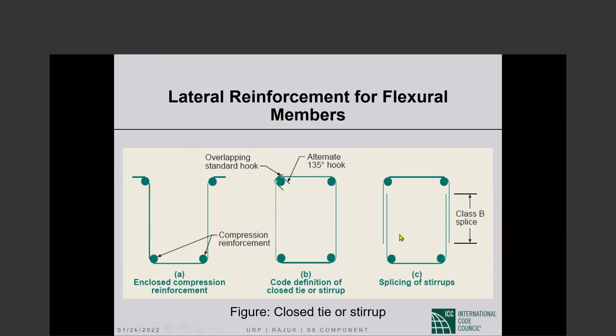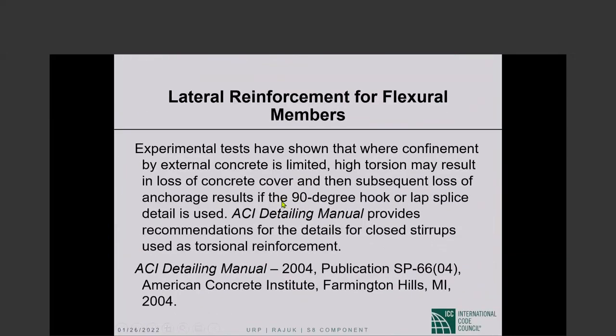Okay? So when there is torsion or it is seismic construction, this is the way we go typically. In seismic, this is not allowed, but for torsion, this can be a solution, although this is not favored because the cover falls off. You are much better off with this kind of transverse reinforcement in beams, as well as obviously in columns. This is required. Experimental tests have shown that where confinement by external concrete is limited, high torsion may result in loss of concrete cover, etc.